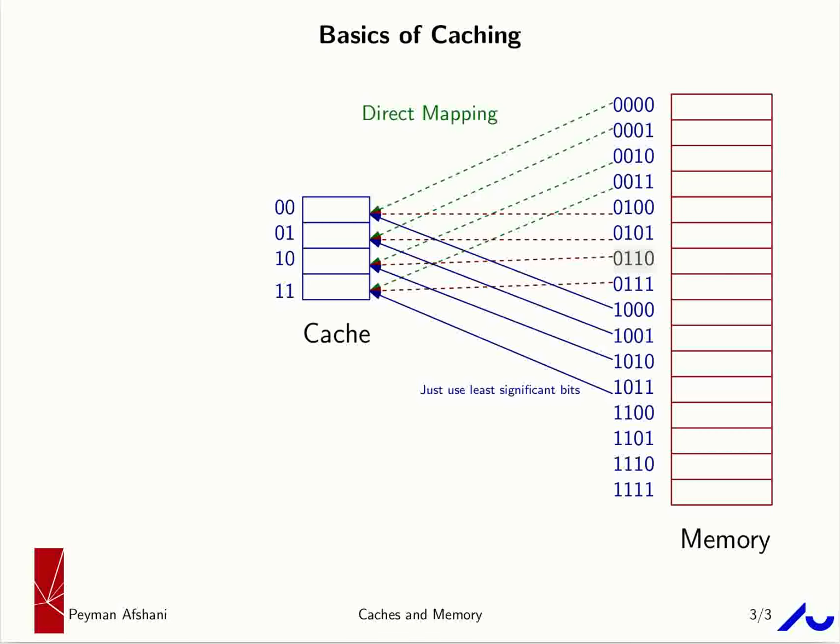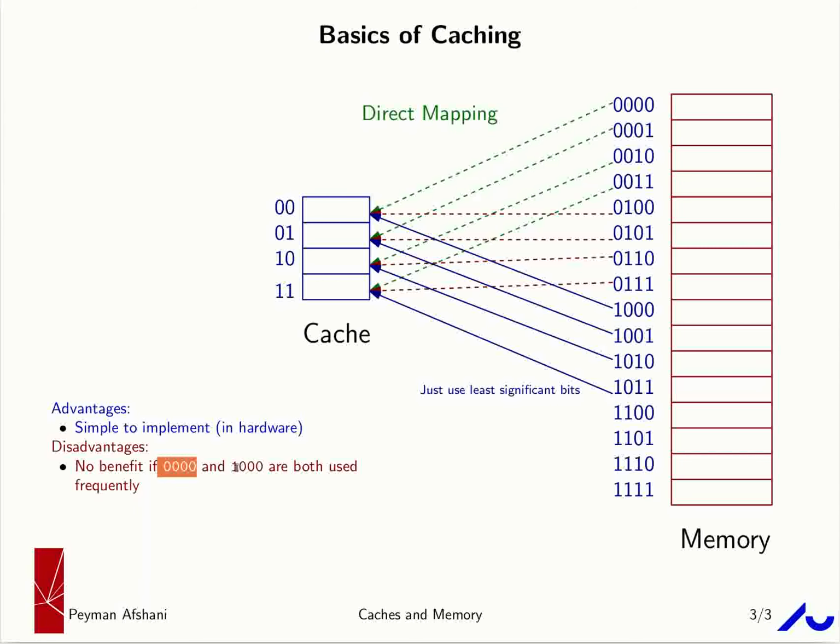Okay. So what are the advantages and disadvantages of this approach? The main advantage is that this is very simple to implement in the hardware, and in fact, it's also a valid caching strategy. The main disadvantage is that it's not very beneficial compared to the other caching strategies. For instance, if I am using these two memory cells, 0000 and 1000, and these are the only two memory cells that I'm frequently accessing, they both cannot be in the cache. Because once I access this memory cell, the next time I access the other one, I have to throw away the old contents of this cell, which means the next time I'm accessing 0000, it's not in the cache. So if I repeatedly access these two memory cells, I'm gaining no benefit from this caching strategy.